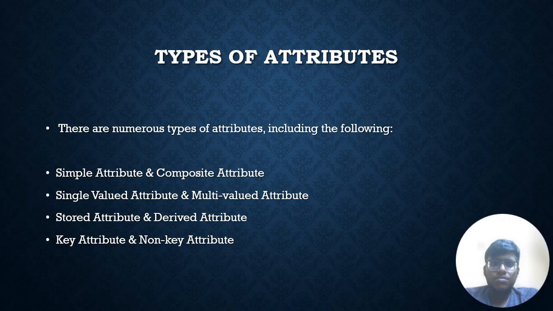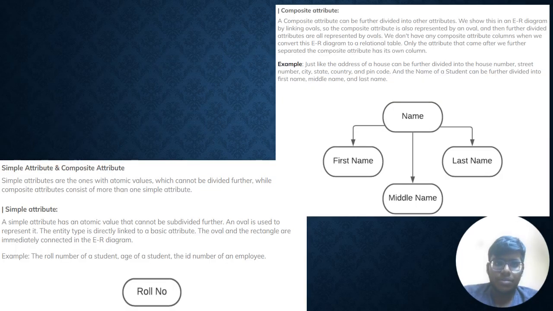Types of attributes. There are numerous types of attributes, including the following: simple attribute and composite attribute, single valued attribute and multi-valued attribute, stored attribute and derived attribute, and key attribute and non-key attribute. Simple attribute. A simple attribute has an atomic value that cannot be subdivided further. An oval is used to represent it. The entity type is directly linked to a basic attribute.